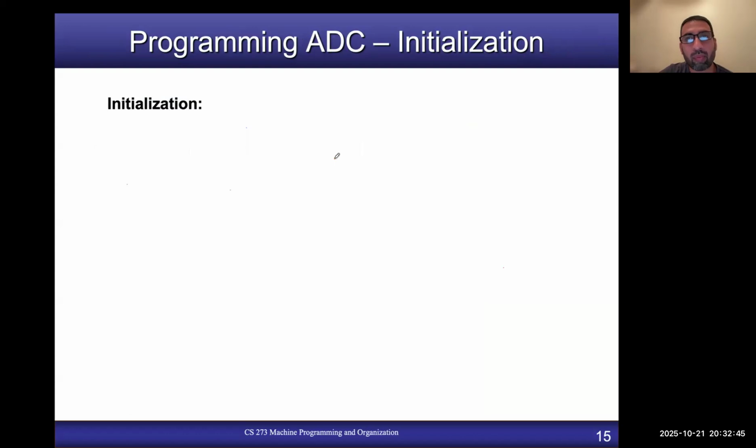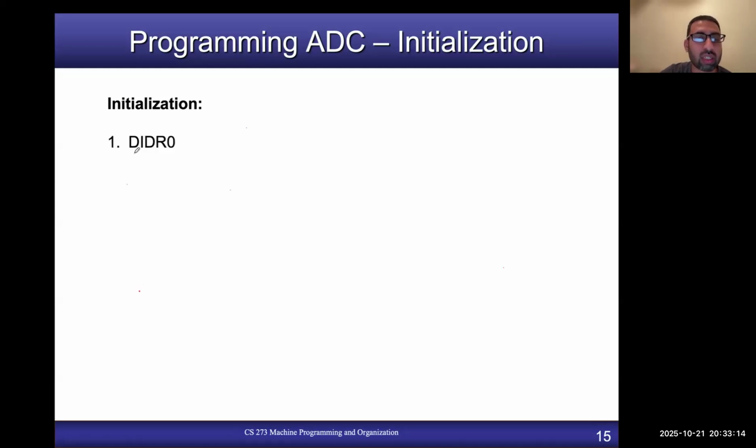Okay, so we have seen all the registers which are related to the ADC operation. But now is the time to put all that information together to write a meaningful program, so that we can read an analog value, convert it into digital form, and then take some action based on that. So what are the steps for writing such a program? First, you need to do the initialization.